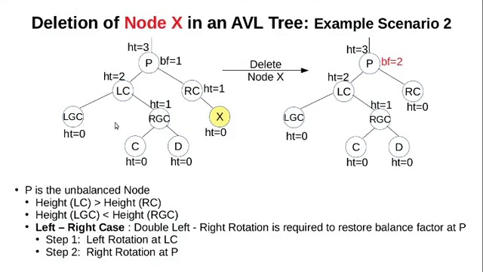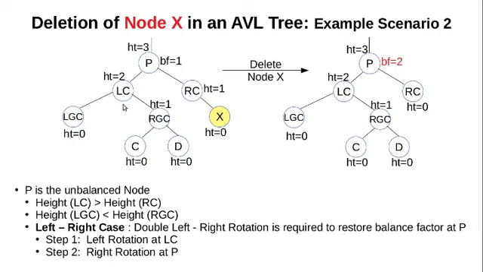Now let's discuss the example scenario 2, which requires double rotation after a node deletion to restore the balance factor in the subtree. The difference between this scenario and the previous one is that here the LGC is a leaf node, that is, it does not have any child. RGC has two children, C and D. Due to this, the height of RGC is greater than the height of LGC and LC is right heavy.